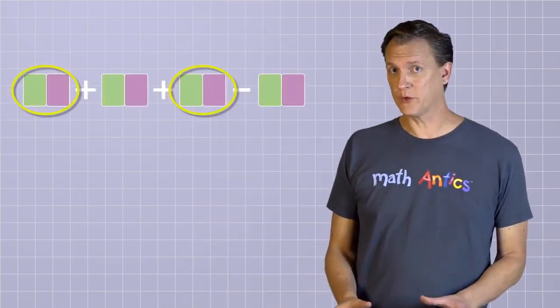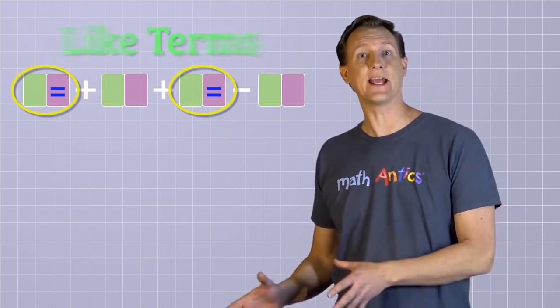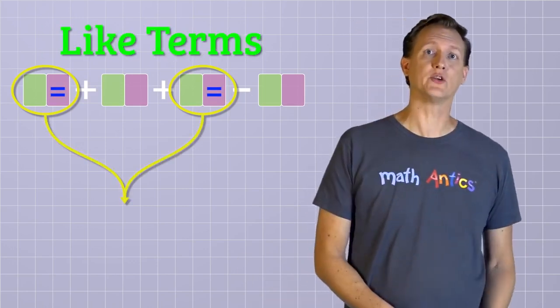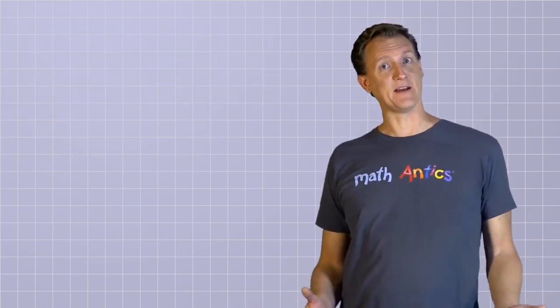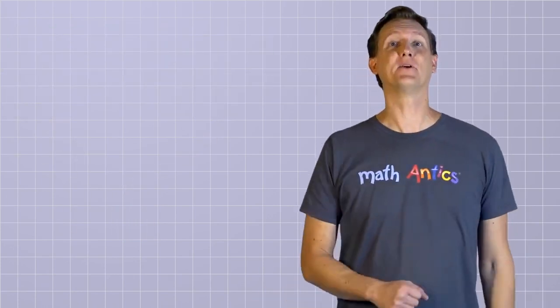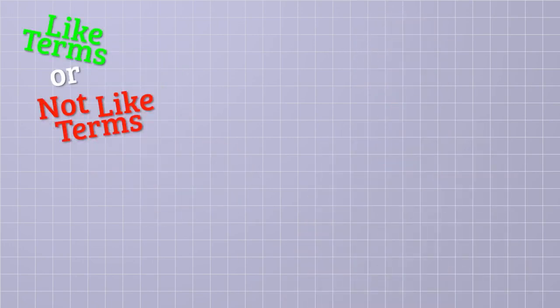Alright, so if 2 terms in a polynomial have exactly the same variable part, then we call them like terms, and we can combine them into a single term to simplify the polynomial. And to help you get better at identifying like terms, let's play a little game called like terms or not like terms. The first pair of terms we'll consider is 2x and 3x.